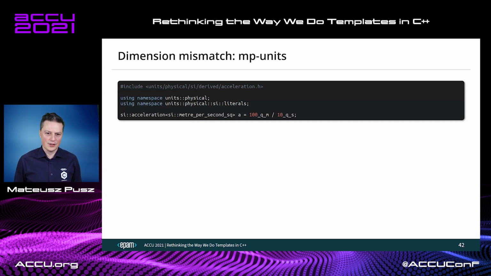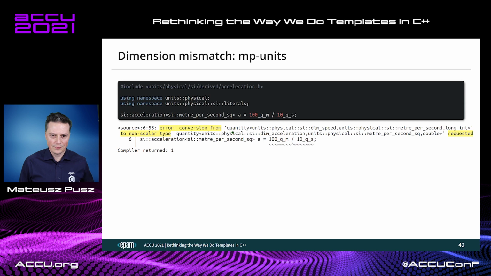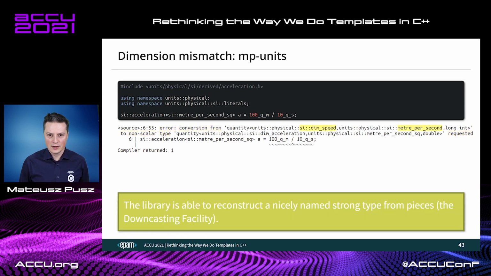For my library, the error log is also short, but notice one thing. There's information that conversion from speed with unit meter per second to non-scalar type acceleration in meter per second square is invalid. But I never provided information about speed here. I just provided this equation. Right? So what the library does in order to reason about that is use the user-provided derived type for speed rather than just the multiplication of length and time, so the exponent 1 and -1 for time.